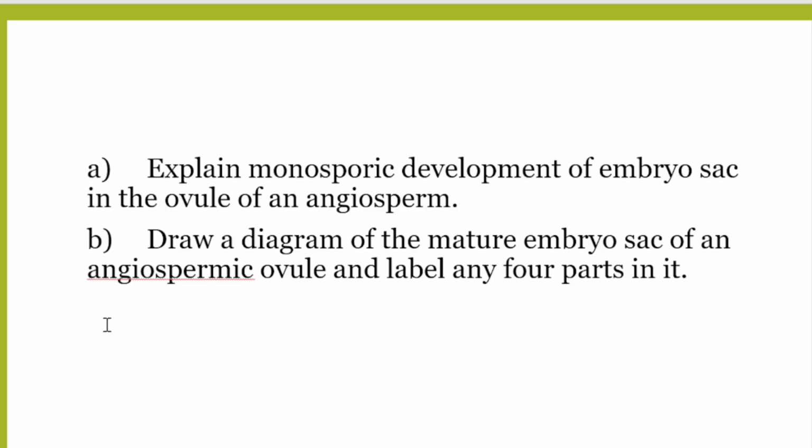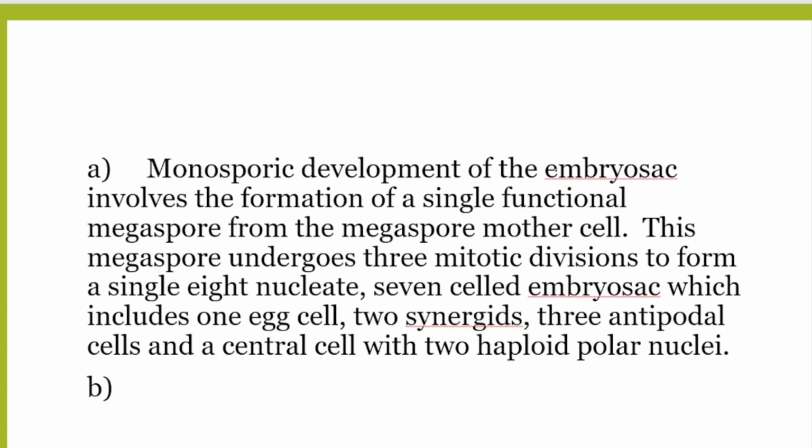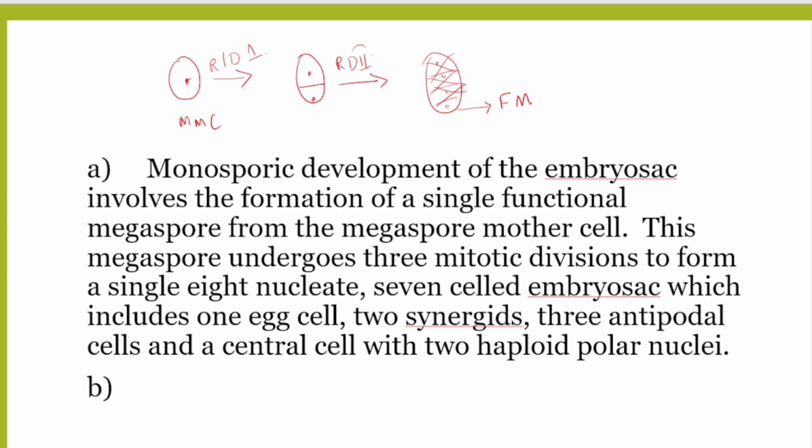Explain monosporic development of embryo sac in the ovule of an angiosperm. You know that monosporic development of embryo sac involves the formation of a single functional megaspore. Suppose this is the megaspore mother cell. This MMC will first undergo meiosis, that is reduction division 1, and it will form a dyad. Then after reduction division 2 or meiosis 2, 4 cells will be formed. Out of those, 3 will degenerate, only 1 will become the functional megaspore.